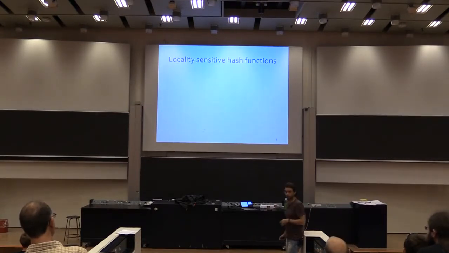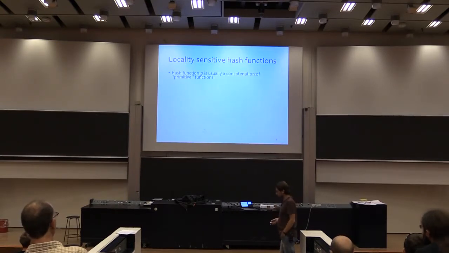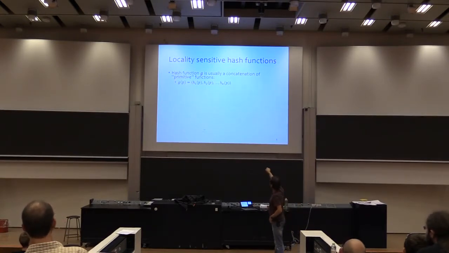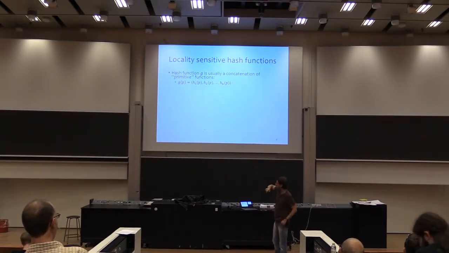Now, what are these locality sensitive hash functions? I'll give you an example now. Before I go to the example, one operation that we can do is concatenate these hash functions, in the usual way. Usually this hash function G is obtained by concatenating several primitive, very simple hash functions. So essentially this is how it looks: a hash function G will be composed of K more primitive hash functions.